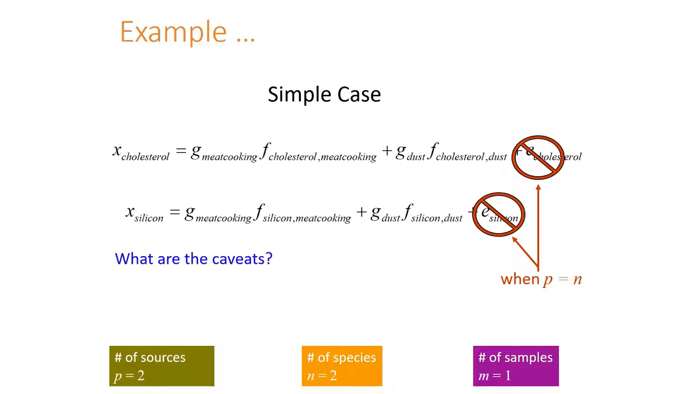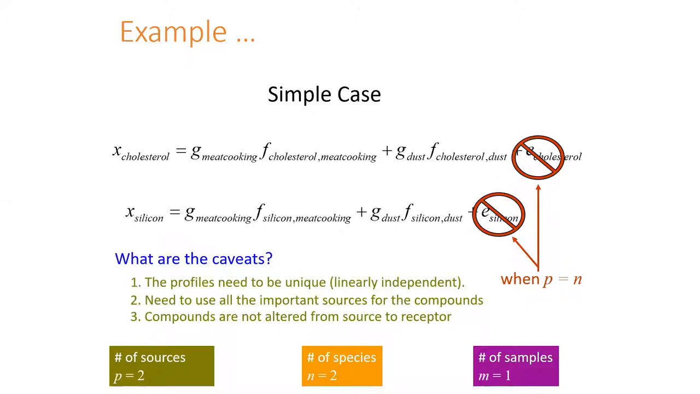Next slide. I guess the other thing I should mention is what are the caveats associated with this type of approach? Yeah. To use this approach, you have to have fingerprints that are independent, which means the amount of cholesterol and silicon from meat cooking can't be identical, or the ratios of cholesterol and silicon can't be identical. And there's a lot of people already working on that, so it's not something to stress about.